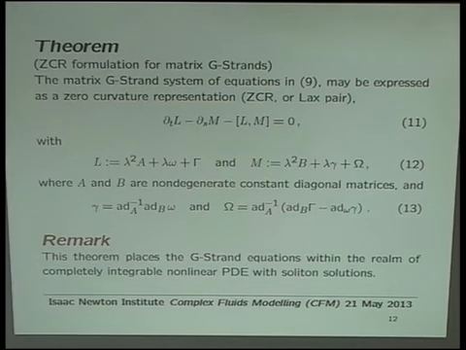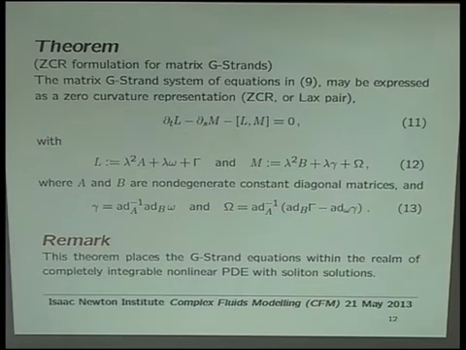So this is the Lax pair. These are the L operator and the M operator, and it turns out that the conditions for this to hold give relationships among gamma and omega, and big gamma and big omega, and they're constitutive relations. So there are things that go into the Lagrangian. When you have these particular constitutive relations, then your G-strand equations are in the realm of completely integrable PDEs with soliton solutions.